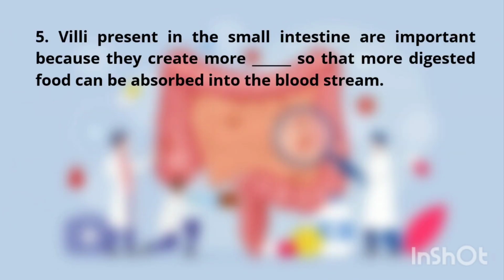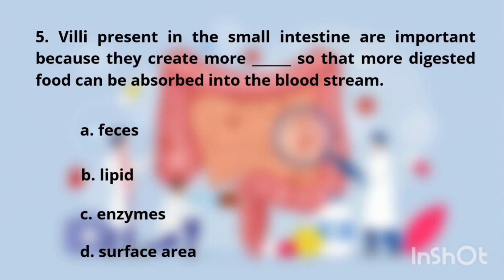Number 5. Villi present in the small intestine are important because they create more blank so that more digested food can be absorbed into the bloodstream. A. Feces, B. Lipid, C. Enzymes, D. Surface area.